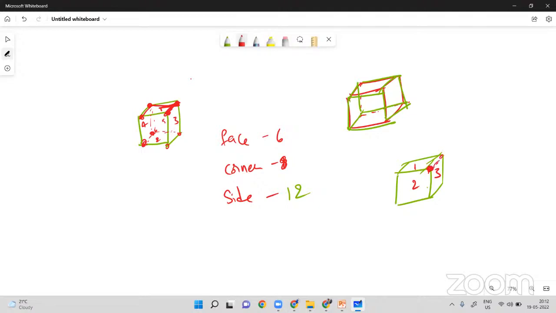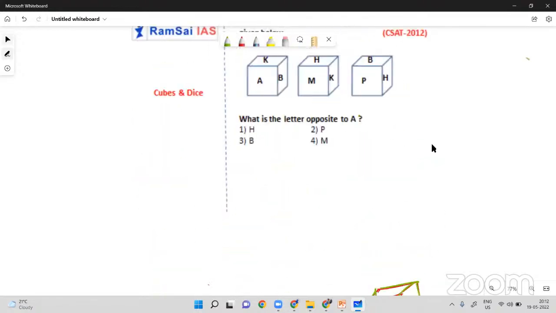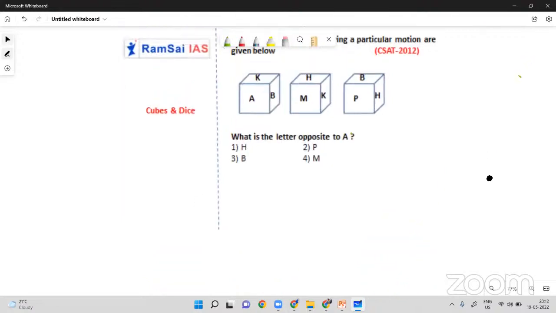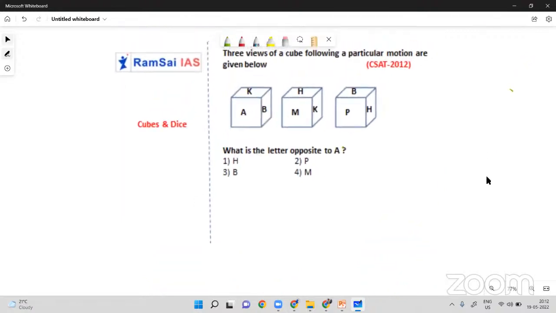I can see only three faces at a time. The remaining three faces we cannot see. On each face there will be one number, so I can see only three numbers. The remaining three numbers I cannot see. It's the same you can find in this example, right? At a time you can see A, K, B. Only three faces. Remaining three faces you cannot see. Hope you are following me, right?